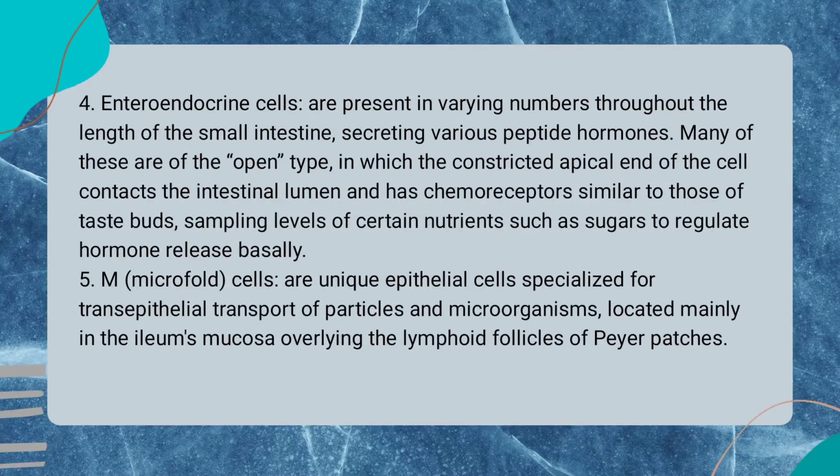Number 5, we have here the M cells or the microfold cells. It is a unique epithelial cell specialized for transepithelial transport of particles and microorganisms, located mainly in the ileum's mucosa, overlying the lymphoid follicles of Peyer's patches. As previously mentioned, each M cell includes a pocket occupied by lymphocytes and macrophages within a deeply invaginated basolateral membrane. The M cells and immune cells within and below the M cells continuously sample intestinal bacteria, which is an important aspect of mucosal immunity's protection.